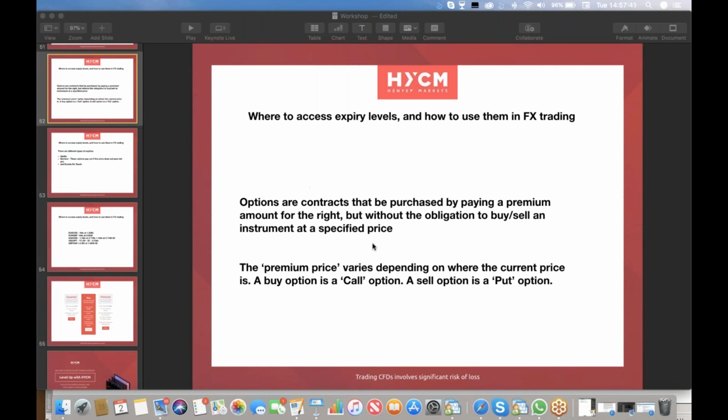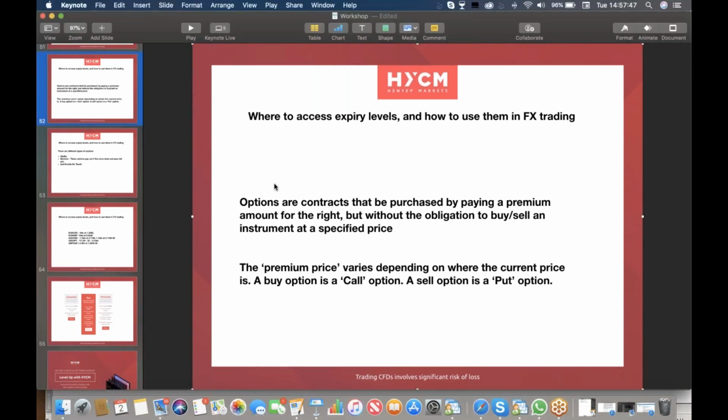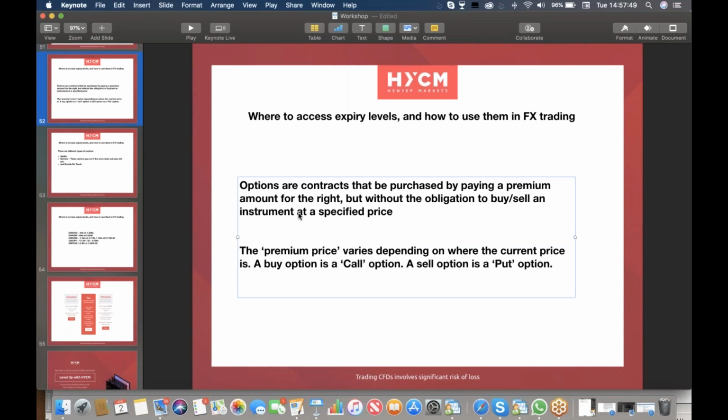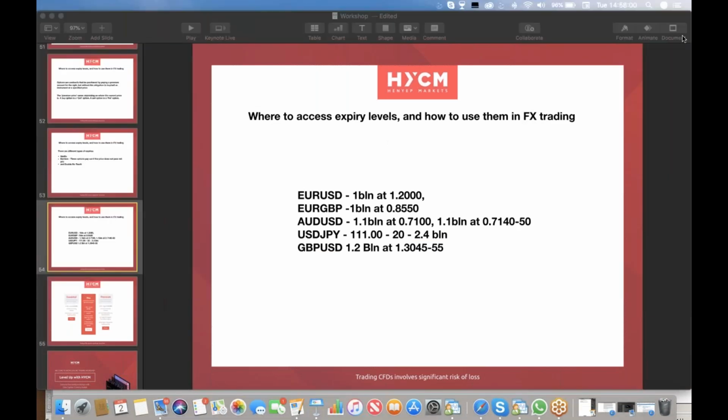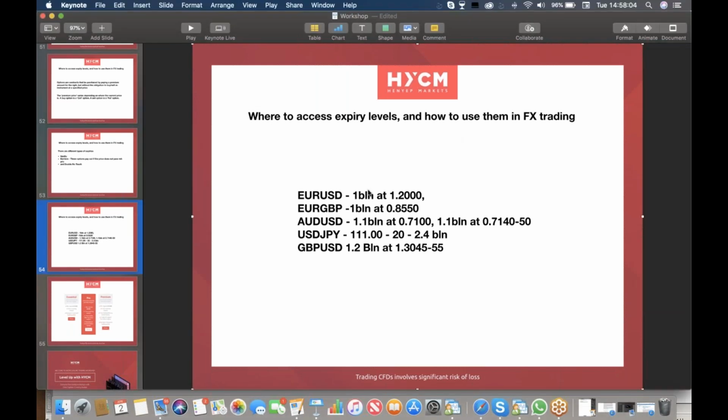Now these option expiry levels, don't worry if you don't understand them, okay? The technical explanation is quite difficult to understand. The key thing to realize is that there are these expiry levels in the market, okay? When you see an expiry level, the ones to pay attention to are the ones that are large, the ones about $1 billion. So anything above $1 billion you want to look at.